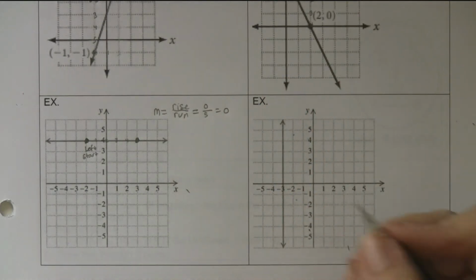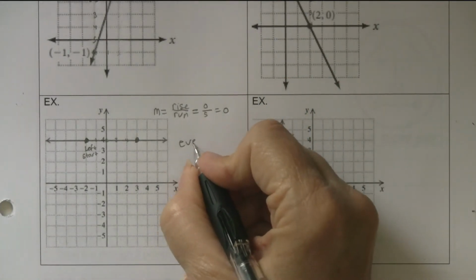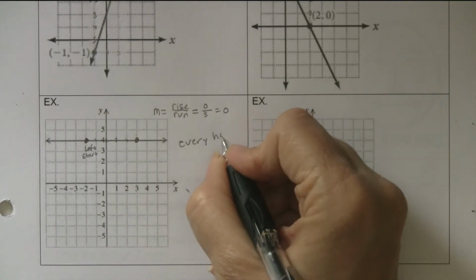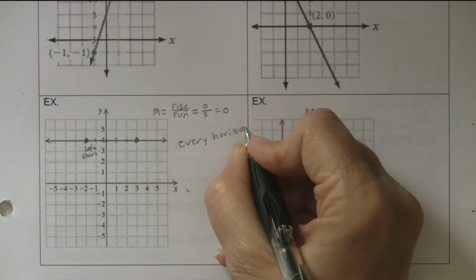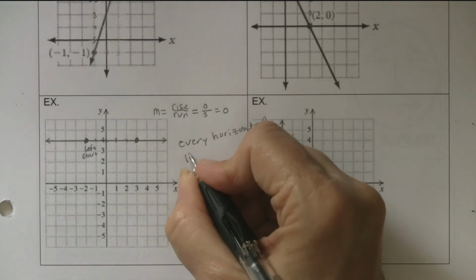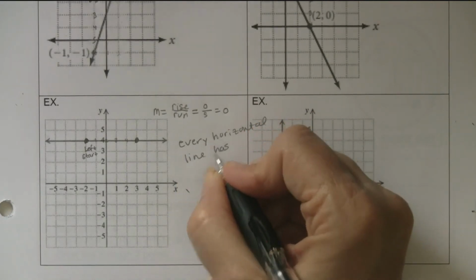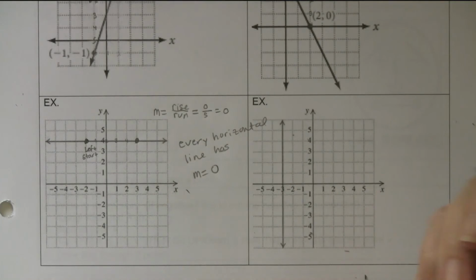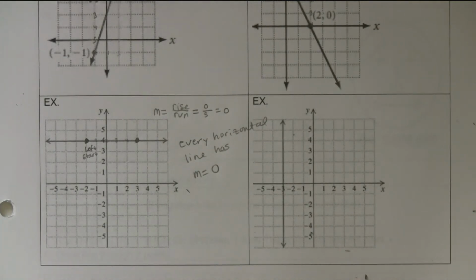And I'll tell you that every horizontal line has slope equal to 0. Every single one of them. So if you notice the line is horizontal, you don't have to count it like I just did. You can say the slope is 0. If you forget that the slope is 0, well, you can count it just like I just did and reason it out that it is 0.